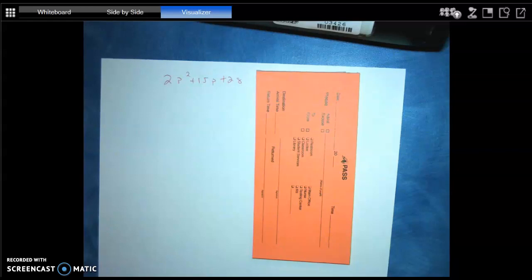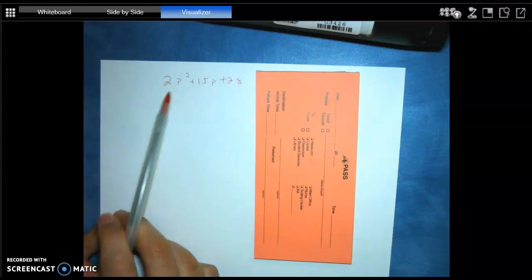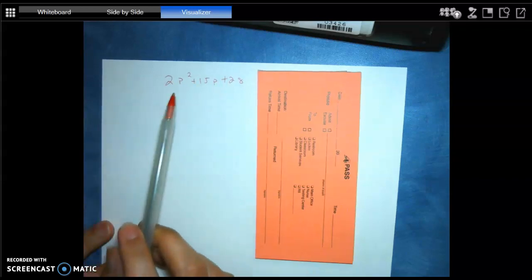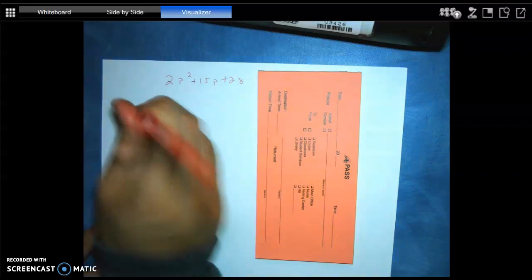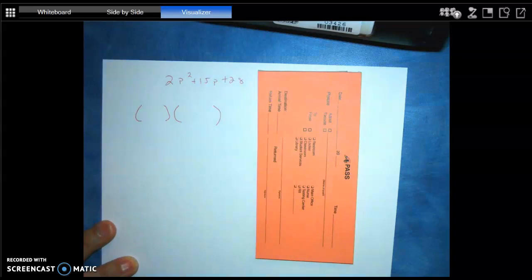Okay, I'm just going to talk through some reasoning through factoring, and hopefully this helps. So let's look at this problem here: 2p squared plus 15p plus 28. So remember, your answer is going to look something like this, right?